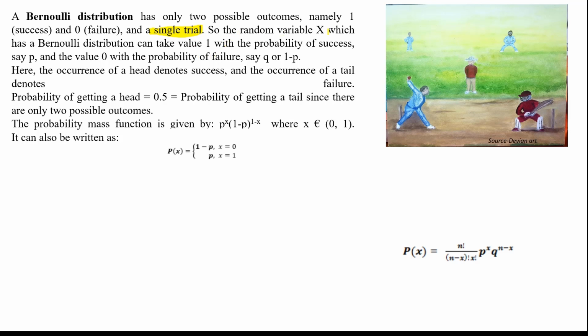The random variable X which has a Bernoulli distribution can take the value 1 with the probability of success, say p, and the value 0 with the probability of failure, say q equals 1 minus p. In this case, the occurrence of head denotes the success and the occurrence of tail denotes the failure. The probability of getting head equals 0.5, because either one team will get head or the other team will get tail. The probability of getting head is equal to the probability of getting tail since there are only two possible outcomes, and it can be expressed as p and 1 minus p.